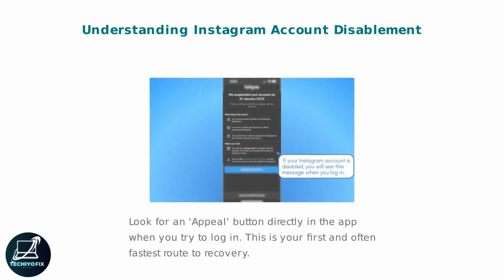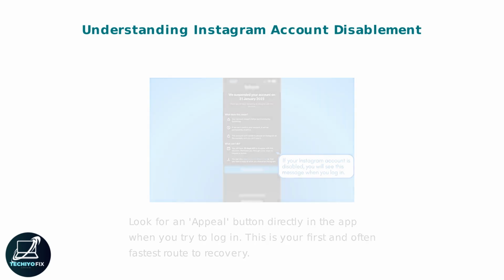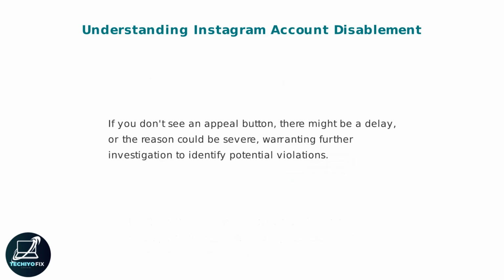Look for an appeal button directly in the app when you try to log in. This is your first and often fastest route to recovery. If you don't see an appeal button, there might be a delay, or the reason could be severe, warranting further investigation on your part to identify potential violations.